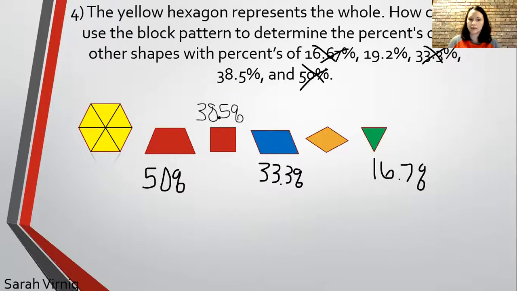All right, so next we're going to do the square. The square is 38.5%, and the tan rhombus is 19.2%. We just follow the rules like we did on the other 3, and you can find the percents for them.